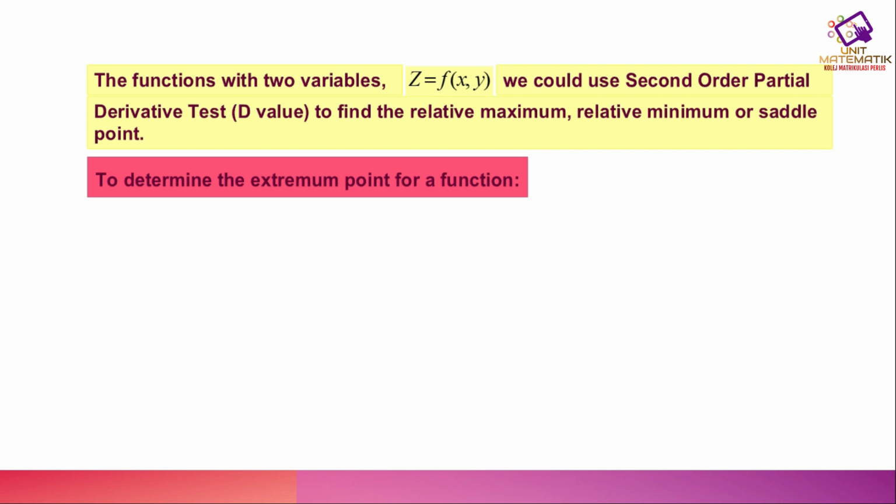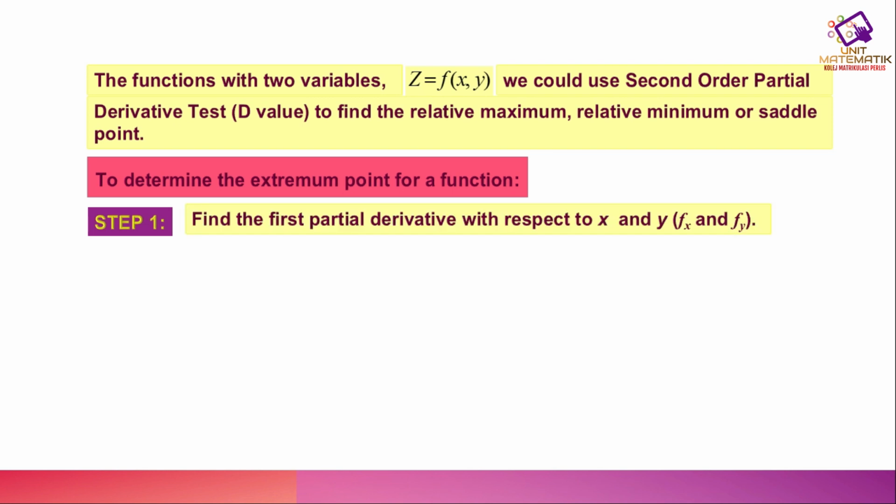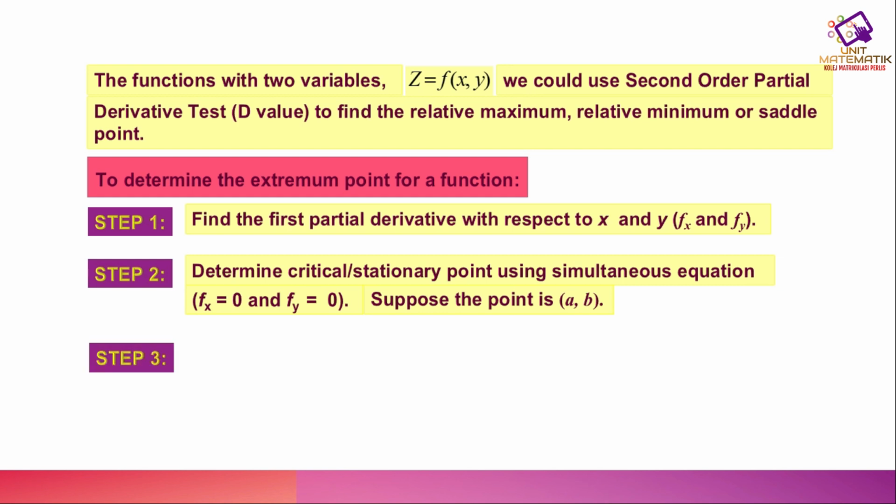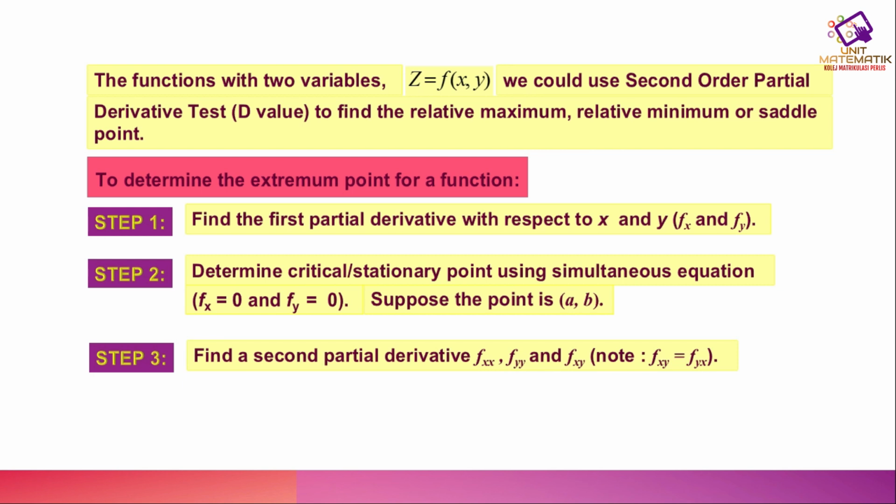To determine the extremum point for a function, we should follow these steps. Step 1, find the first partial derivatives with respect to x and y, f sub x and f sub y. Step 2, determine the critical or stationary point using simultaneous equations when f sub x equals 0 and f sub y equals 0. Suppose the point is (a, b). Step 3, find the second partial derivatives f sub xx, f sub yy and f sub xy. And note that f sub xy is equal to f sub yx.